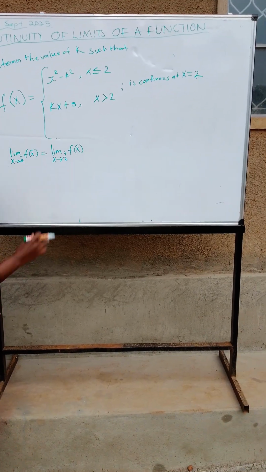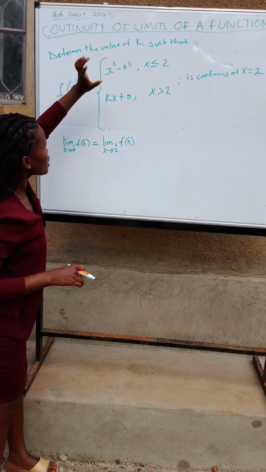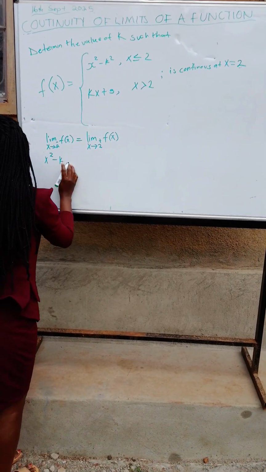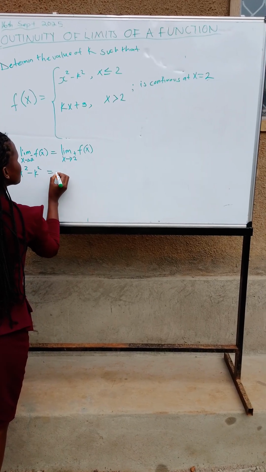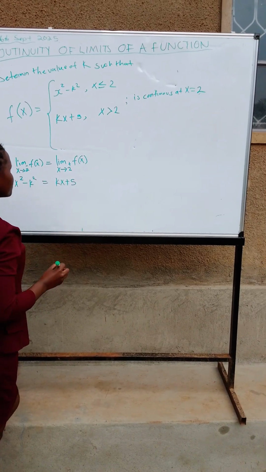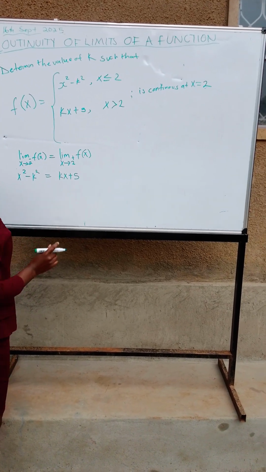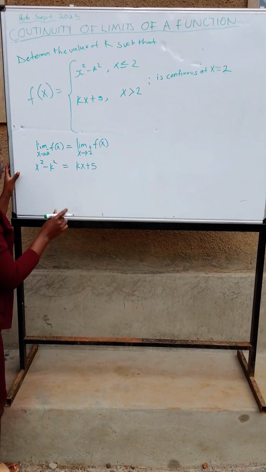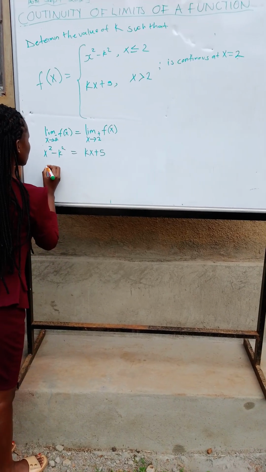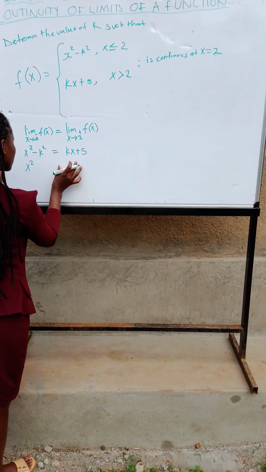I think I've already explained how to find the left hand limit and the right hand limit. Then we are going to substitute, so x squared minus k squared is equal to kx plus 5. Then here we are going to solve mathematically. I think all of you can solve these. We are going to collect like terms together.